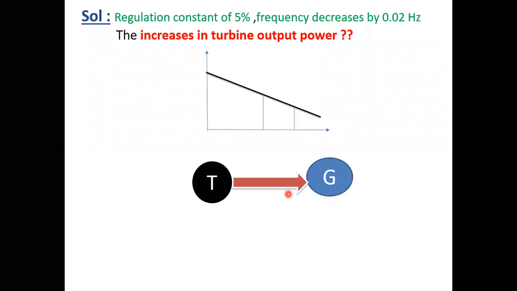Again, we need to increase the input of your generator. From where are we getting the input of your generator? From the turbine side. So that's why what they are asking is, when the frequency decreases by 0.02 hertz, then how much power we need to increase on the turbine side? Did you understand, everybody? Just drop your response in our chat box.